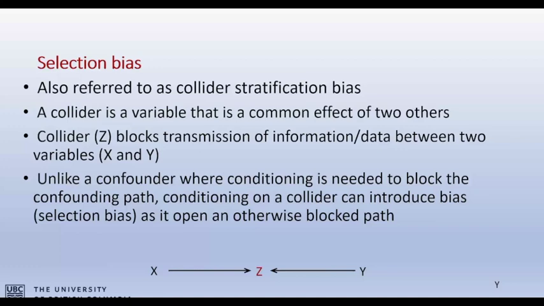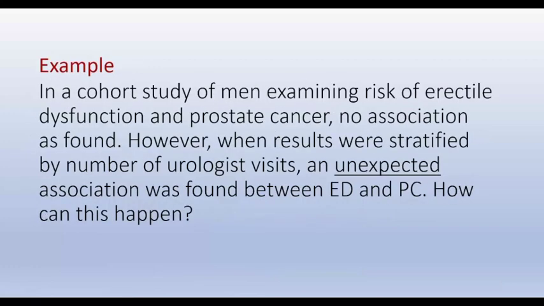Unlike a confounder where conditioning is actually needed to block the path, conditioning on a collider opens the path. And so I think this was one of the two cardinal rules that we talked about earlier. Conditioning on a non-collider variable blocks a path, but if you condition on a collider, you actually open the path. And when you open the path, it's like opening a can of worms. You may create different types of biases in your data set.